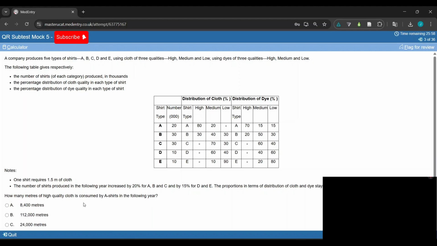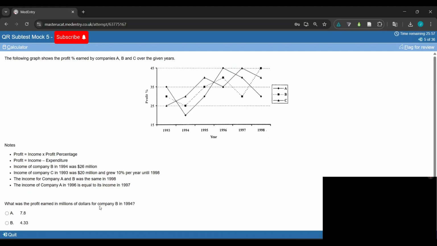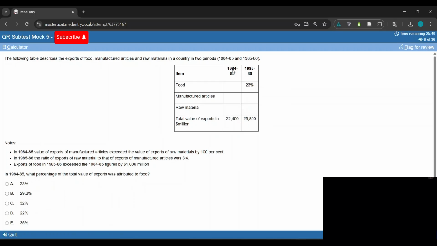What's the total? Okay, let's skip this. What was the profit earned in millions of dollars for Company B in 1994? Company B profit was 25%. Okay, I'm going to skip this, I can't lie. In 1984, what percentage of the total value of exports was attributed to food in 84-85? So value exceeded the value of raw exports by 100%. Raw materials to that of manufactured articles was 3 to 4.